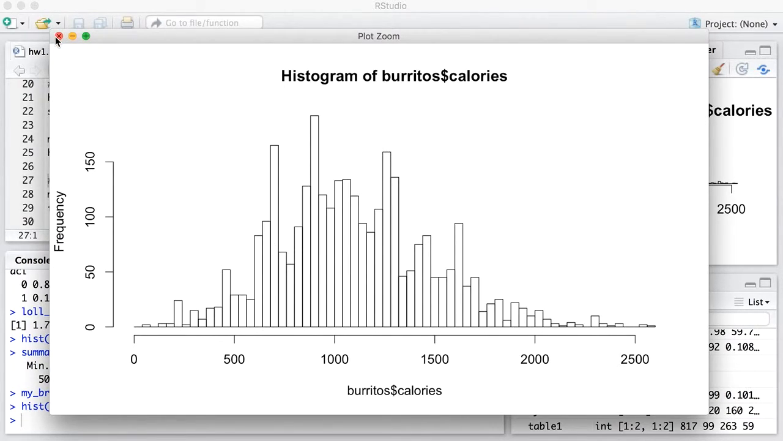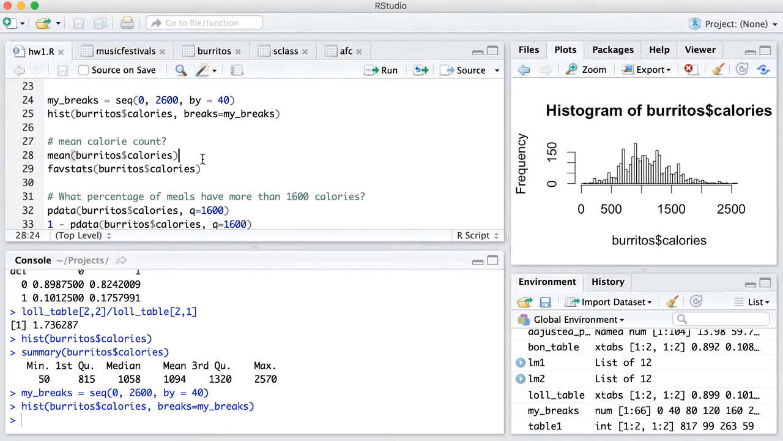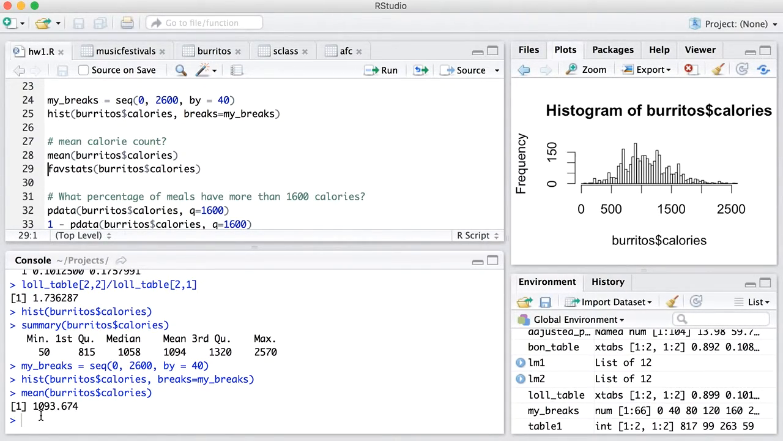Okay. The other thing that it suggests to me is that there's a lot of calories in most Chipotle meals. We can quantify that a little bit more specifically, so we might just compute a mean, and that's pretty straightforward to do. Ask for the mean of the calories variable inside the burritos data set right there. It looks to be 1,093 calories.